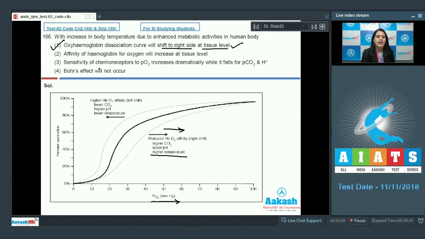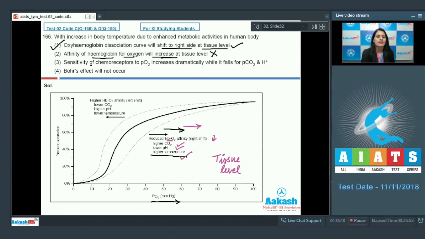The second option is affinity for hemoglobin for oxygen will increase at tissue level. This is an incorrect option because as you can see in this oxygen dissociation curve, at tissue level, when temperature increases, when pH decreases or it is acidic pH, when concentration of CO2 increases, the graph will shift towards right and affinity of hemoglobin for oxygen decreases. So this is an incorrect option.